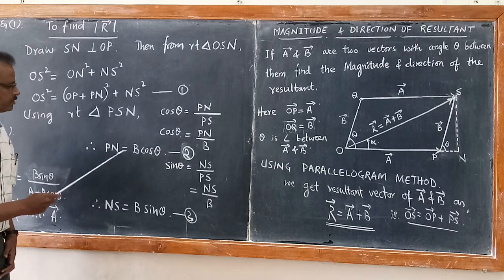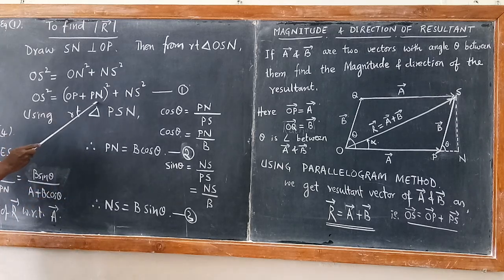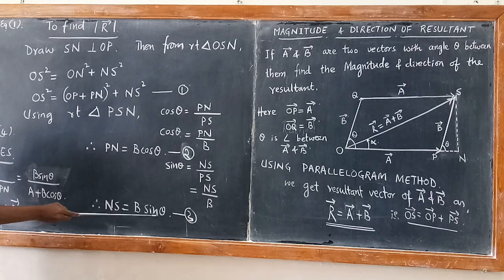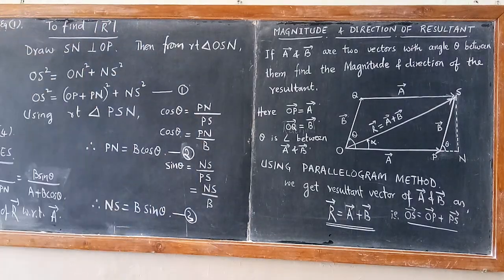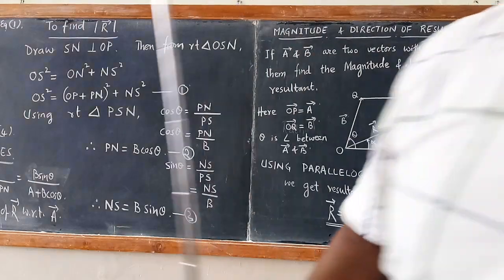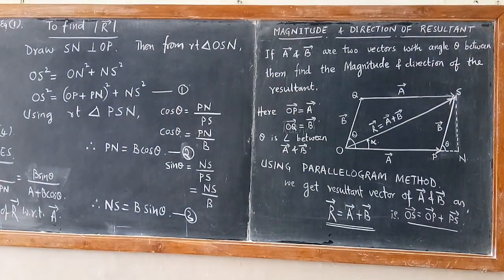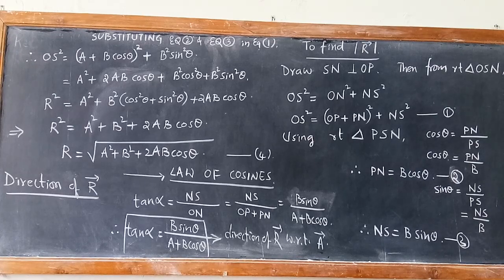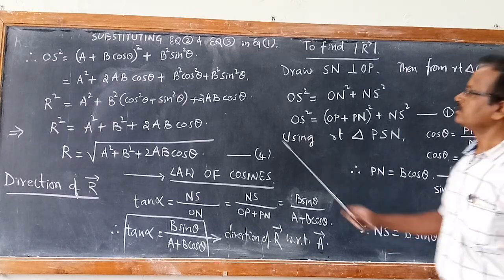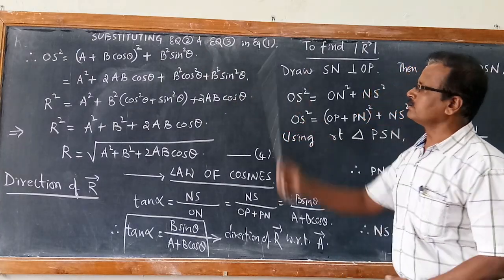So we got PN equal to B cos theta. You have to substitute the PN value here. And we got NS equal to B sine theta. You have to substitute this value here. And after simplification, we are going to get the complete equation for resultant. So substituting the values from equation 2 and equation 3 in equation 1.